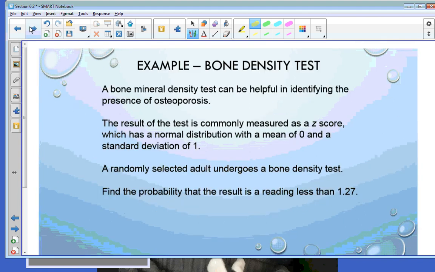So here's an example, a bone density test. That bone density test is a mineral test that helps identify the presence of osteoporosis. The results of the test is commonly measured with a z-score that has a normal distribution with a mean of 0 and a standard deviation of 1. That's exactly what we're studying, the normal distribution. A randomly selected adult undergoes a bone density test. Find the probability that the result is a reading less than 1.27.